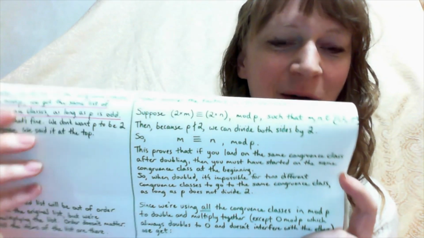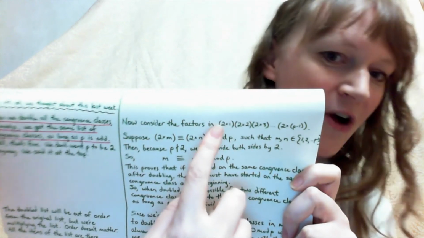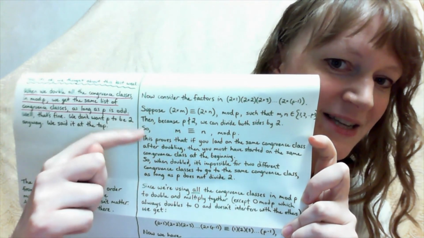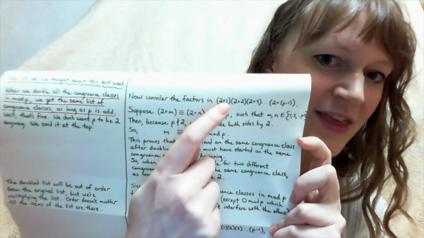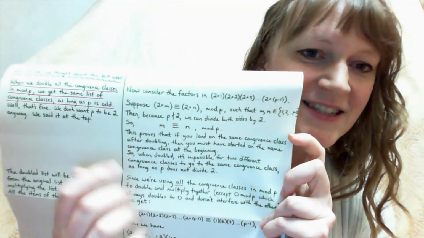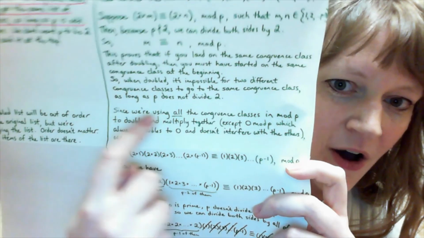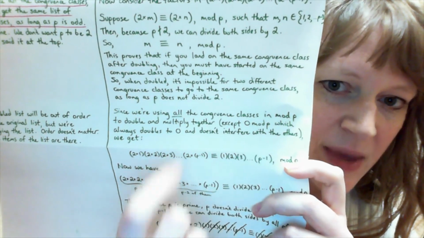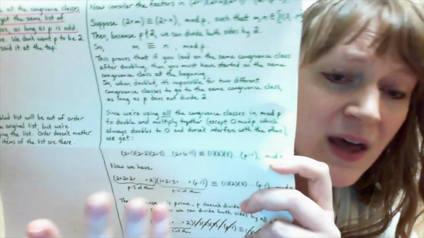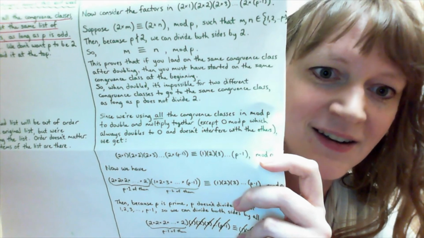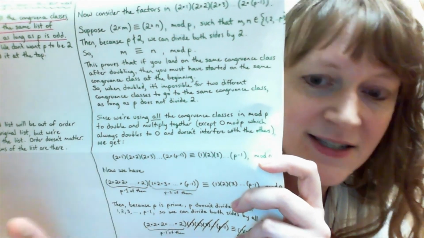Let's do it in the mathy way. Now we're going to consider all of these factors, and then we go through the mathematical reasoning for why all of these doubled gets the same list as just the straight congruence classes. And we're using all of the congruence classes in mod P except for 0 mod P, but that one doesn't interfere because when you double it, it just goes to 0 again. It doesn't interfere with the list of the rest of them.